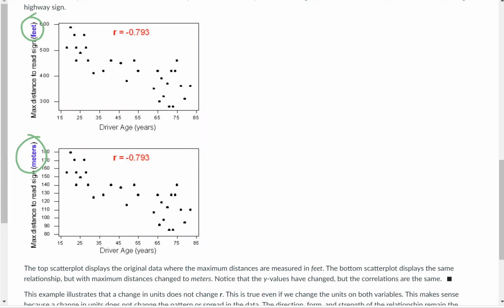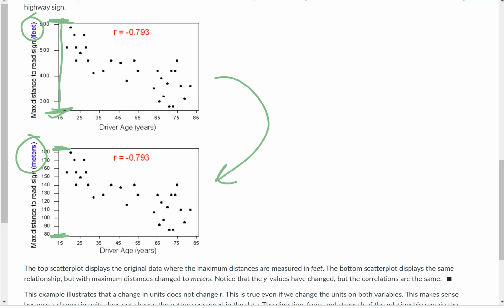It's just that the vertical axis has changed. On the top one, in feet, you're measuring between maybe 250 as the lowest point to the highest at 600. That's kind of a typical distance you're looking at road signs from. But with meters, it's somewhere between 80 and 180, maybe. So even though our y-axis has changed, our points pretty much look the same on those axes. And that's why the R value won't really change either.